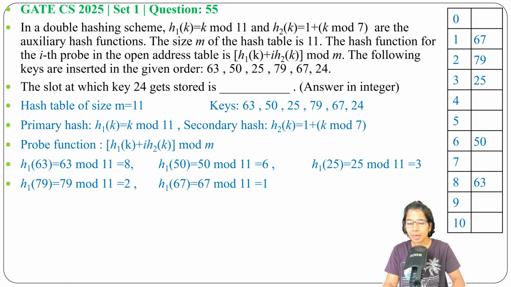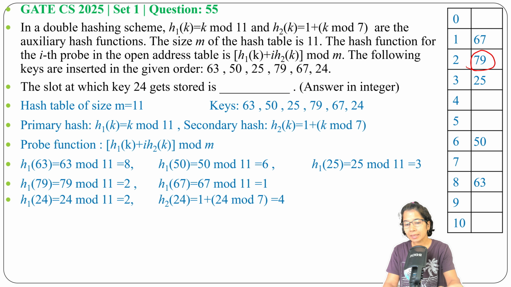Now for 24, primary hash function 24 mod 11, it will be 24 minus 22, which is 2. 2 is already filled. So what we'll do, we'll find the secondary hash function. h2 of 24 is 1 plus 24 mod 7. 24 mod 7 is 3, since 24 minus 21 is 3. 1 plus 3 equals 4. Now we found h1 and h2.